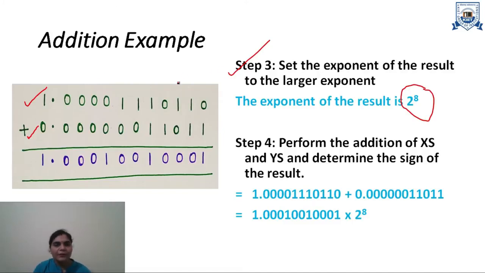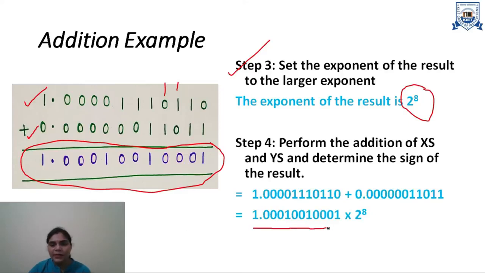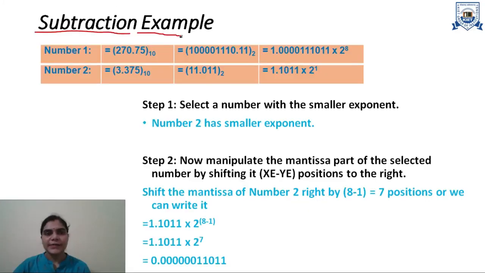So you have already studied binary addition. Here 0 plus 1 will be 1, and 1 plus 1 will be 0 and the carry will be 1. 1 plus 1 is 0, carry 1. You will follow the same process to add binary numbers. And the result of the addition will be this. As you can see, the number is already in normalized form. So we can rewrite this number as: this is the significand part of the addition and this is the exponent part of the addition.